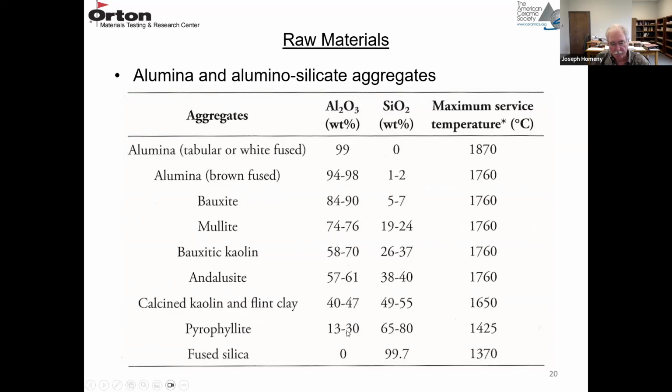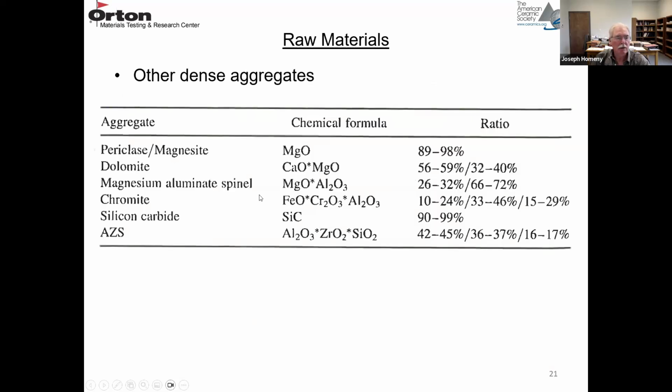Pyrophyllite has pretty low alumina content, lower than 30%, and the silica content is higher than 65%. So the use temperature goes down quite a bit, 1425. And then the fused silica has no alumina. It's basically 100% silica, and it crystallizes at a low temperature. So the use temperature, when it's still amorphous, is below 1370 degrees C. So those are some alumina silica aggregates used in these monolithics.